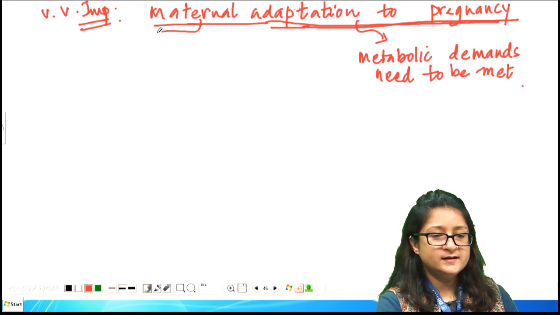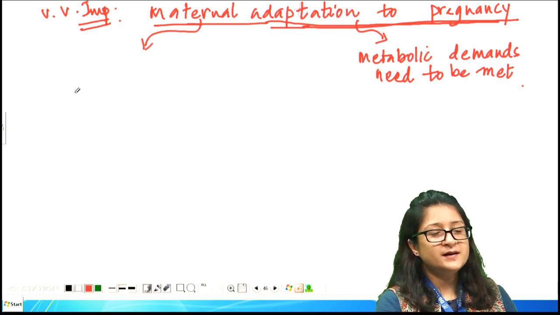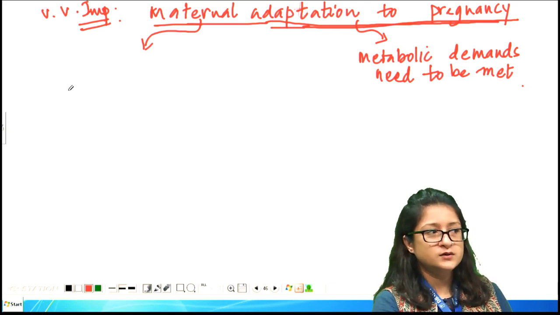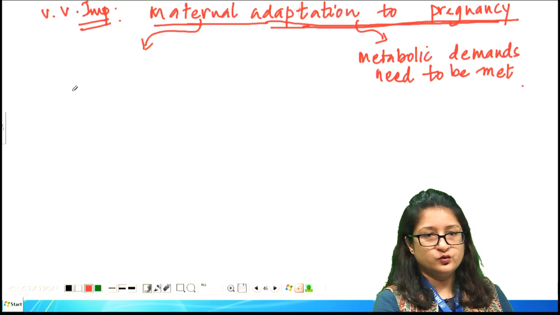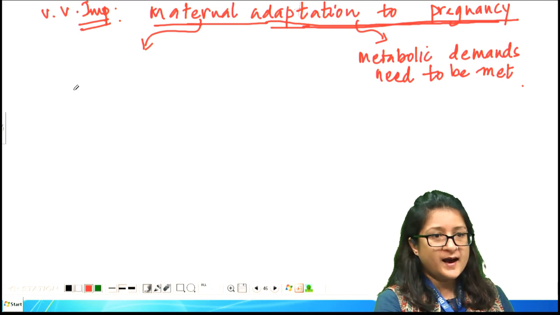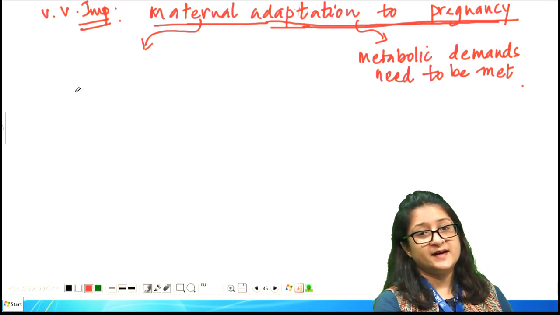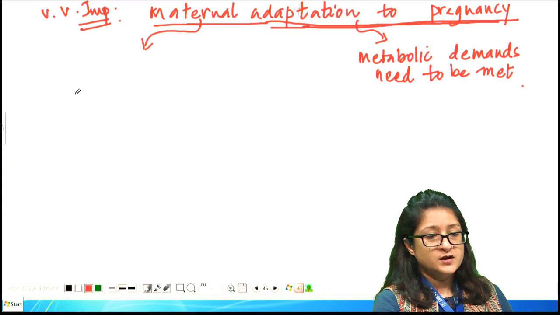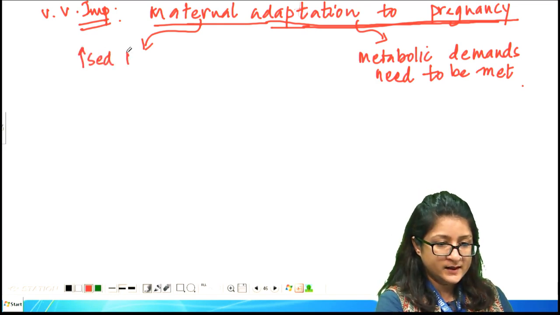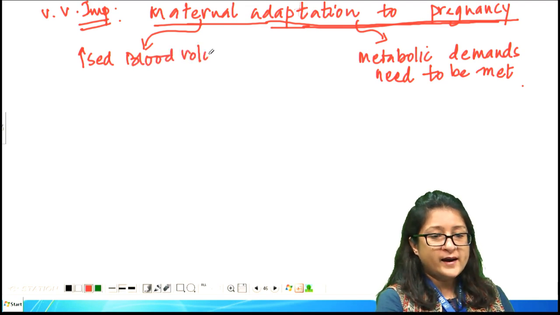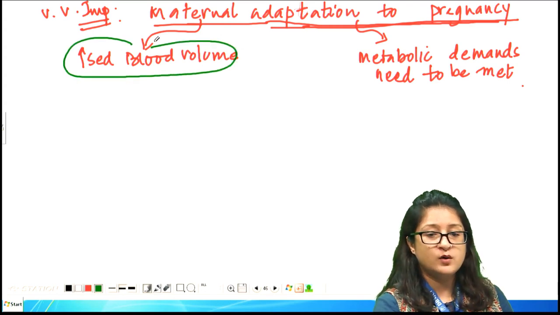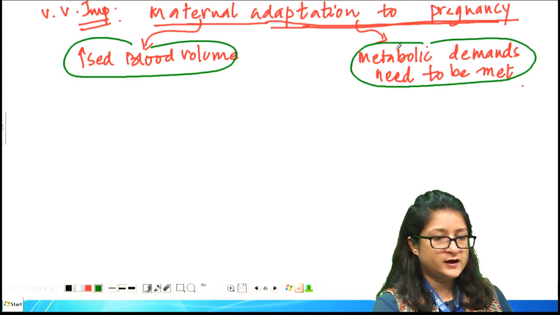Another thing is that there is another parallel circulation which is going to form inside the mother's body, which is the fetal circulation. Now the mother's blood has to perfuse her own body systems as well as another living thing growing inside, that is the placenta and the baby. So now the mother has to increase her blood volume. So these are the two major pillars of changes that are happening: increase in blood volume and the metabolic demands that need to be met.